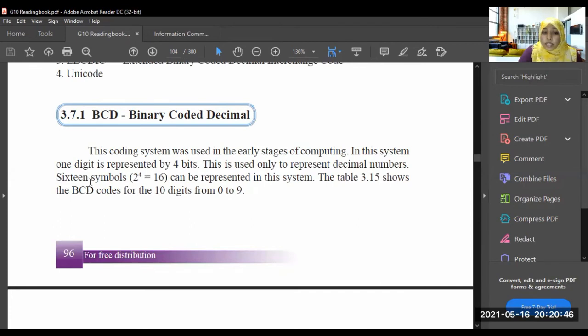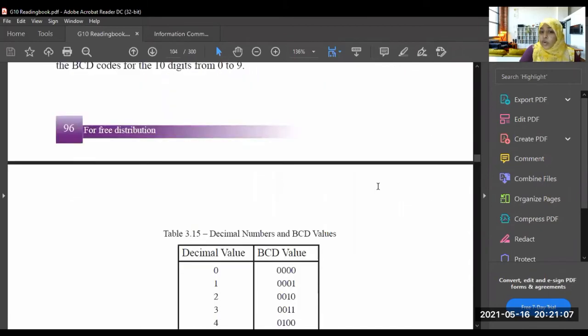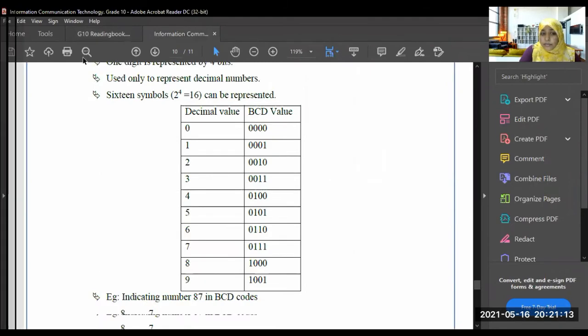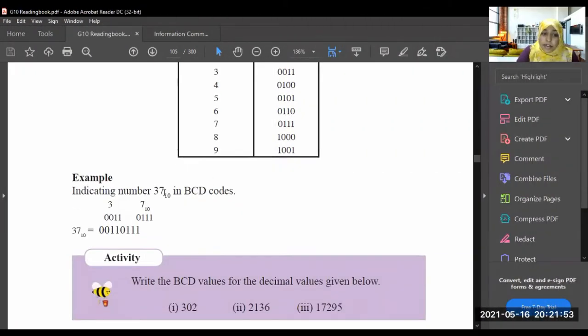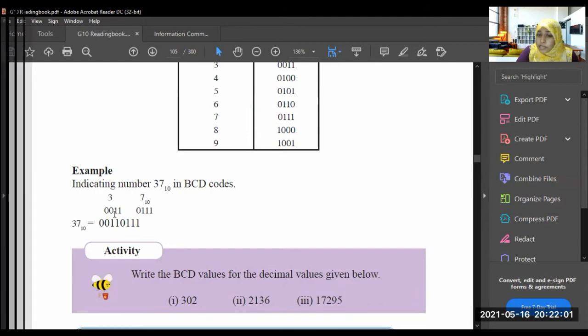Right? 16 symbols are there. How many symbols? 16 symbols. 2 to the power 4 is equal to 16, which can be represented in this system. Table 3.15 shows the BCD codes for the 10 digits from 0 to 9. So these are the 10 digits of the BCD as you see here. For example, they will give you a number like this and ask you to convert it into BCD. So what you should do is take the BCD numbers here.